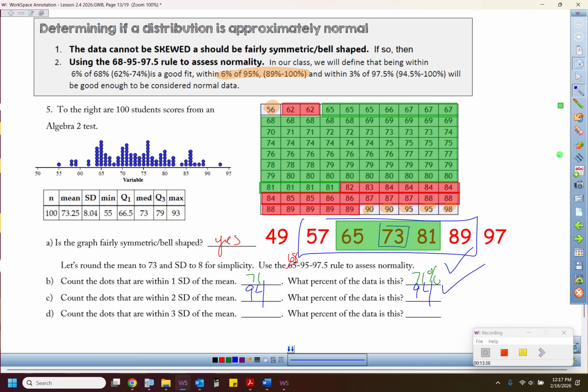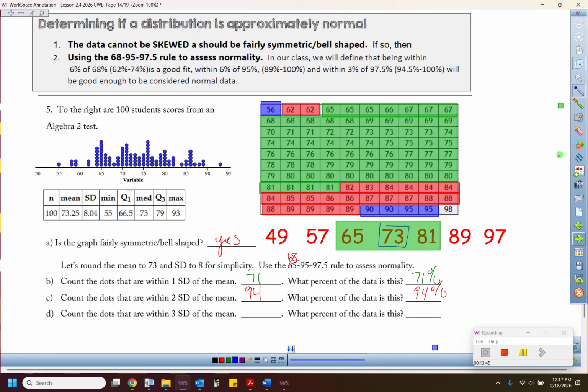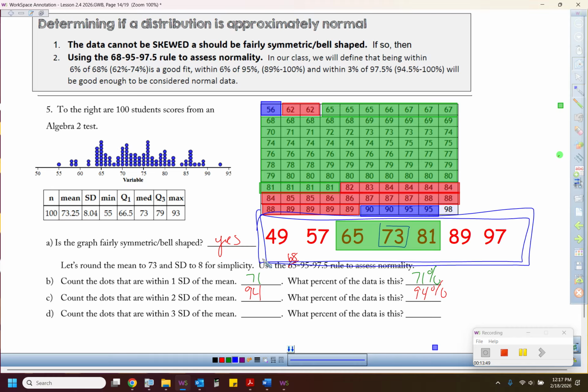Then we got to check to see how many dots are within 3 standard deviations of the mean. So that is between 49 and 97, and that's like all of them, but that 98 was the only one that didn't make it between 49 and 97. So how do you feel that in that situation, which is obviously 99%?